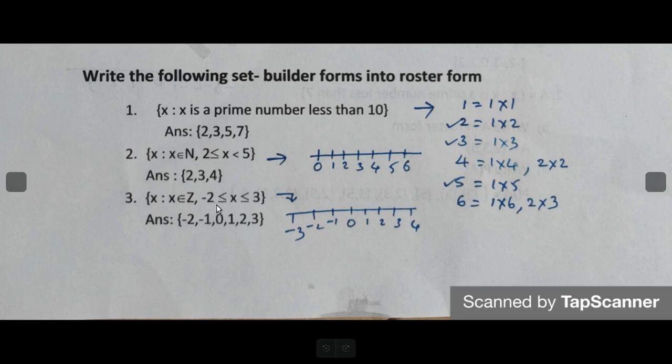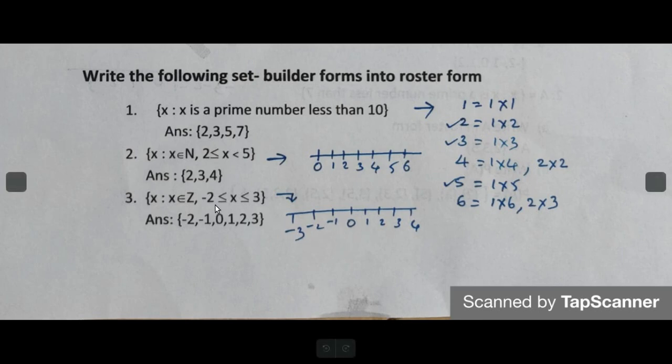Okay, and similarly x such that x belongs to Z, minus 2 less than or equal to x less than 3. Here the set means integers. Set of integers means what? The numbers of the form negatives, positives and zeros. No decimal numbers are included here. These are the set of integers.